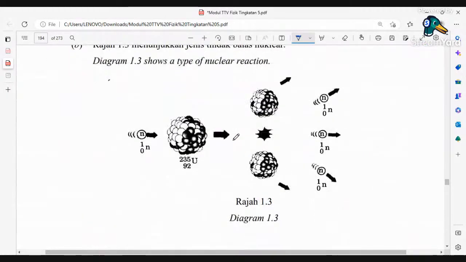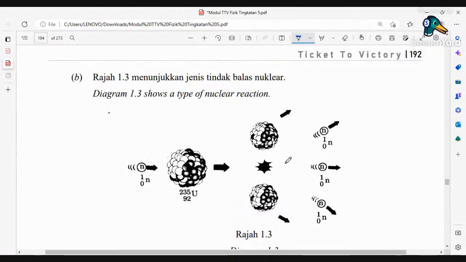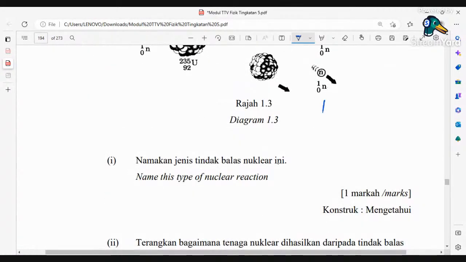Okay, B, type of nuclear reaction. So ini adalah splitting. So ialah fission. Fission juga ni. Okay, so name the type is nuclear fission. Don't write answer below the question for section B. You have another space for you all to write. So write in the space provided. I write here so that easy for me to refer to the question.